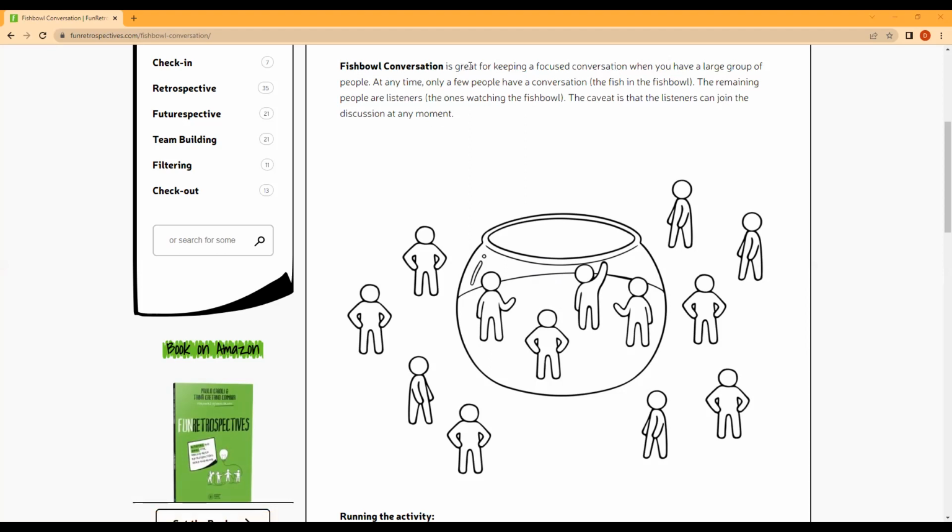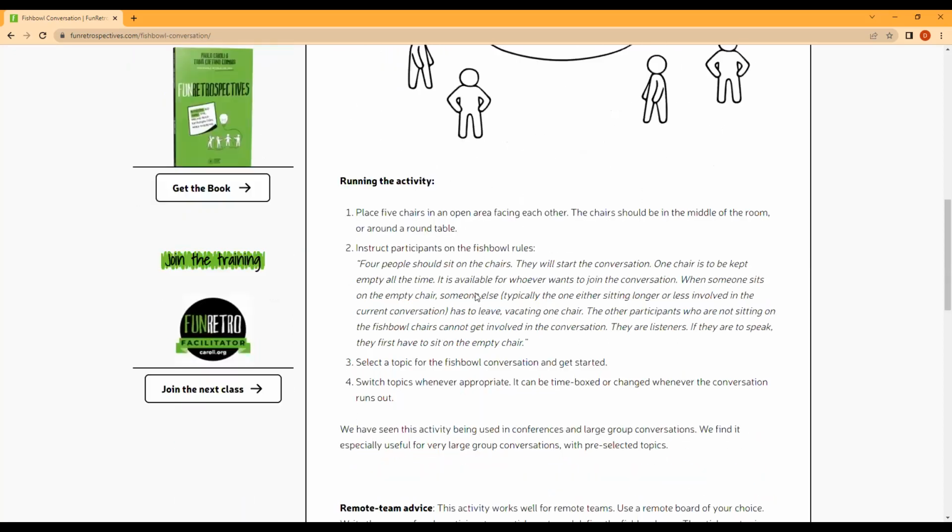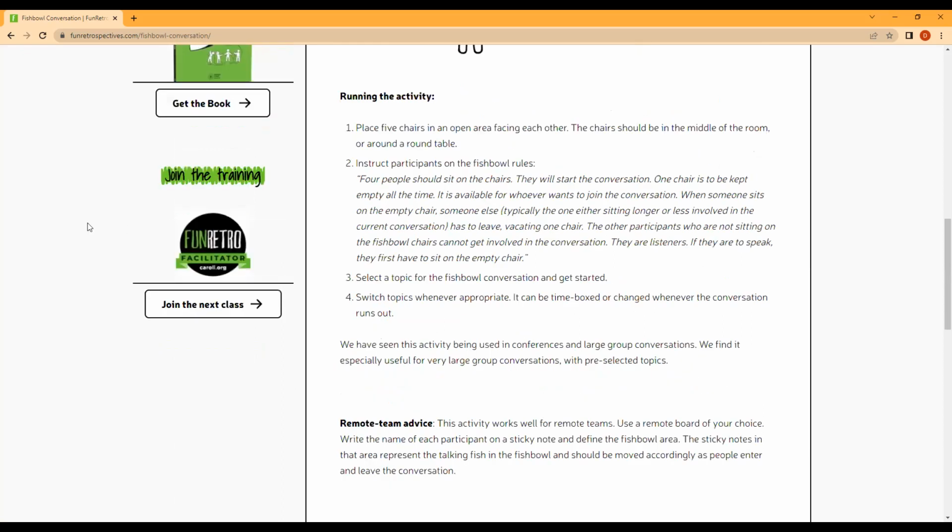So it's great for keeping a focused conversation when you have a large group of people. At any time, only a few people have a conversation. The remaining people are listeners, the ones watching the fishbowl. They are just looking at what is happening. Listeners can join the discussions at any moment. So there is a whole activity on fishbowl also.